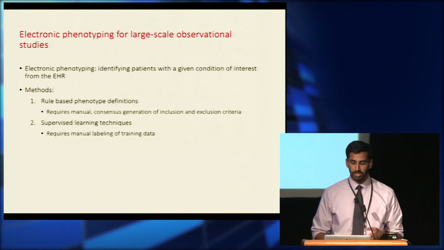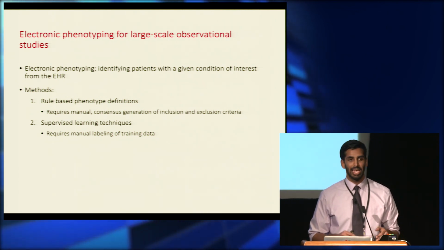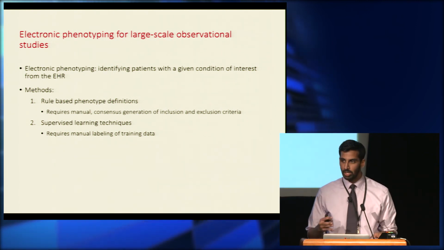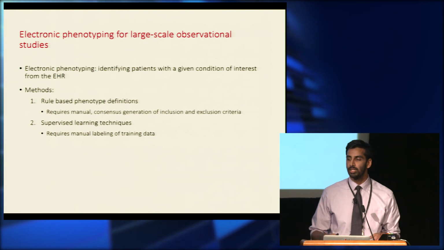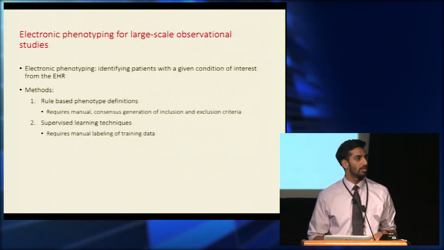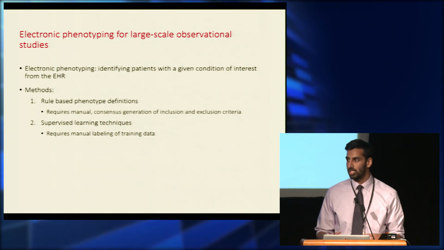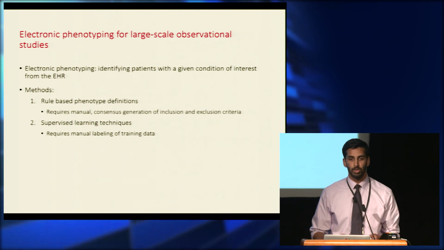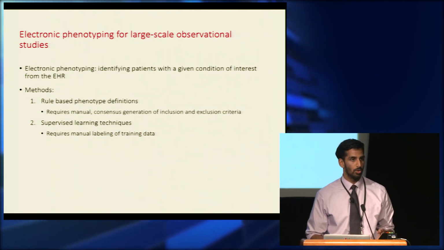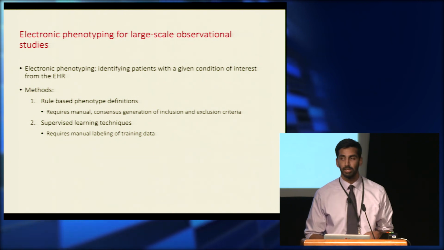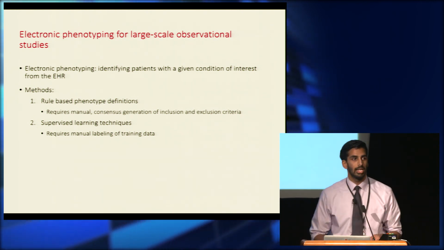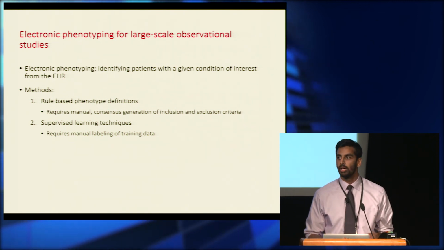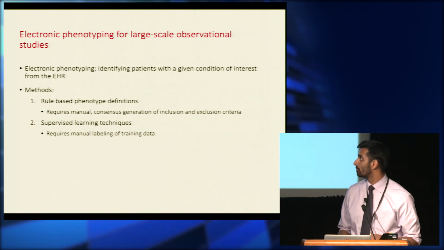So there's rule-based phenotype definitions. These are if, then, and, or queries, basically. They're inclusion and exclusion criteria that clinicians or experts in the field come up with to define a specific condition. So a type 2 diabetes definition might be something like, takes metformin, has a SNOMED code, ICD-9 code of 250. The problem with these is that it actually takes quite a while for a phenotype definition to be curated. It requires a lot of consensus generation.